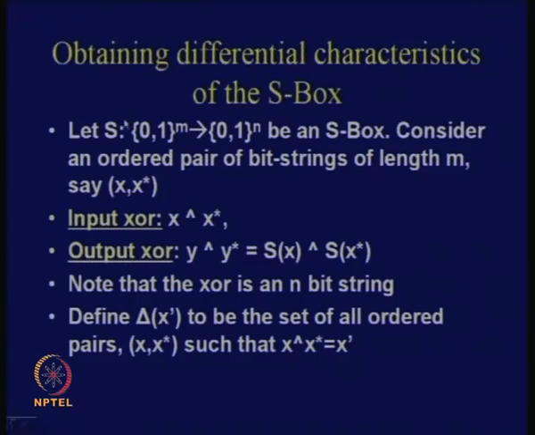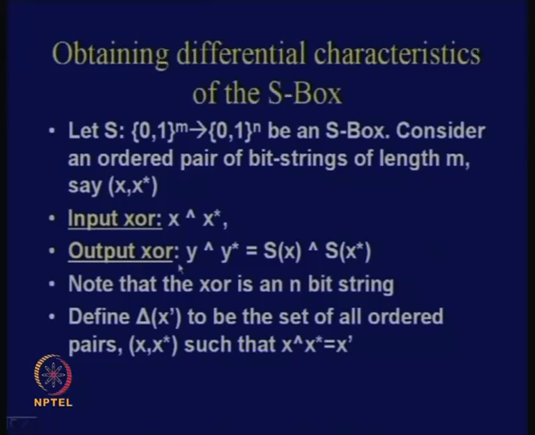So he takes the S box and does a more detailed analysis on it. Like we did for the linear attack, where we also analyzed the S box, in this case also we analyze the S box in terms of differentials. What you do is consider an ordered pair of bit strings of length m. Suppose your S box operates on m bit values and results in n bit values; this is an example of an m cross n S box. You consider an ordered pair of bit strings of length m, say x comma x star, and the input XOR is x XOR x star. That is my input differential.